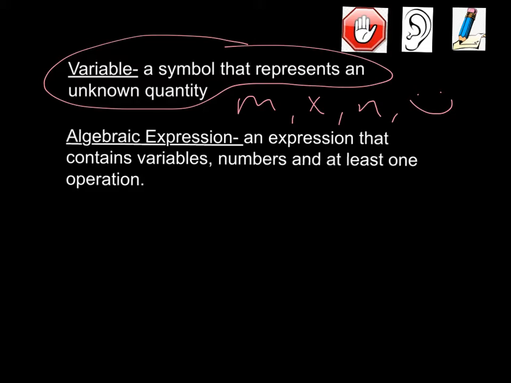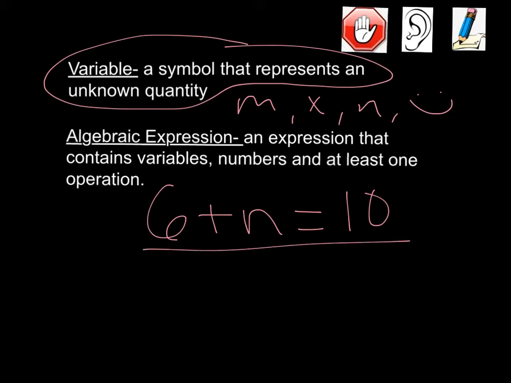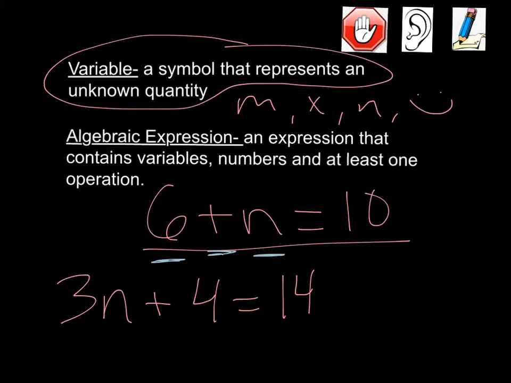Secondly, we have algebraic expression. An algebraic expression is an expression that contains variables, numbers, and at least one operation. A couple of examples would be 6 plus n equals 10. We have an expression, we have a variable, we have a number, and we have at least one operation. Another example could be 3n plus 4 equals 14. Here again, we have a variable, we have several numbers, and we have at least one operation. So an algebraic expression contains variables, numbers, and at least one operation.